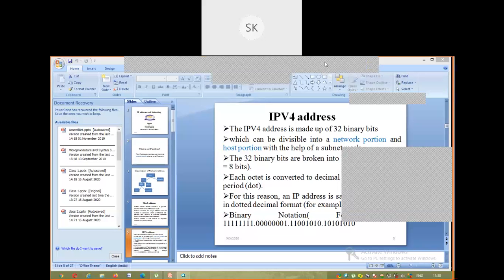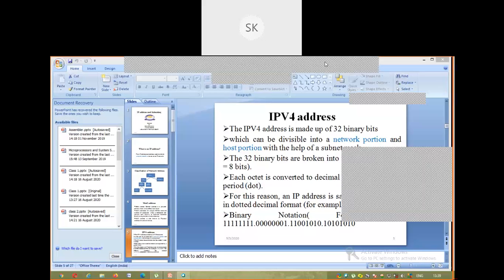Suppose we have a 32-bit number, numbered 0, 1, 2, 3, up to 32. Among these 32 bits, some of the bits, for example 0 to 15, which are 16 bits, we can consider as the network ID, and the rest, 16 to 32, we can consider as the host ID or host portion. Got it? That means out of this 32 bits, some bits we consider for the network, and the rest of the bits we consider for the host.